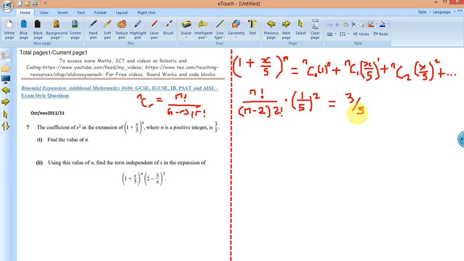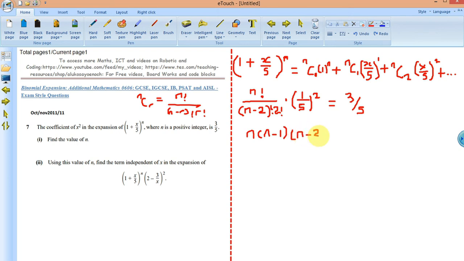Okay, guys, let's go ahead and work on this. Don't forget that n combination r is this. So let's just go ahead and do this now. This will give me n into n minus 1, close the brackets, then n minus 2. Because I have n minus 2 factorial here, I can end it here. You need not continue n minus 3, n minus 4 like that. Then times 1 out of 25, because 5 squared will give you 1 out of 25.